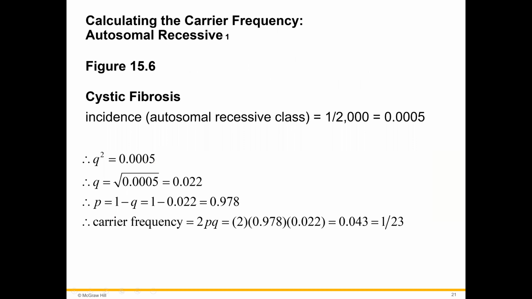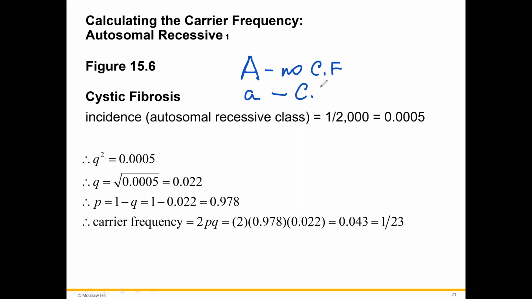Now, if the cystic fibrosis incidence, the autosomal recessive class, is 1 over 2,000, right? So let's say one person in 2,000 has cystic fibrosis, then you divide 1 by 2,000 and that gives you 0.0005. And because cystic fibrosis is a recessive disease, if you have gene allele A, then little a is for cystic fibrosis.